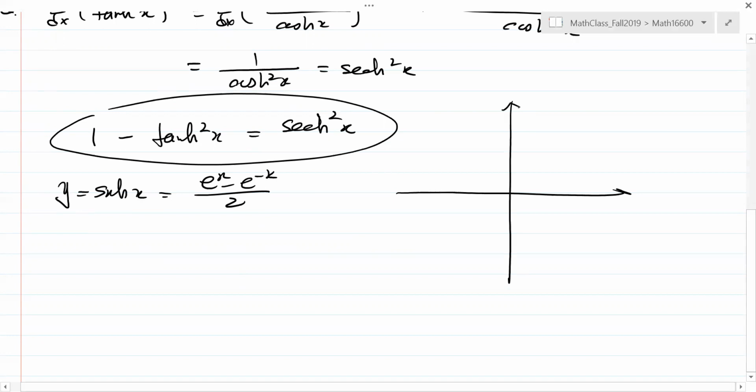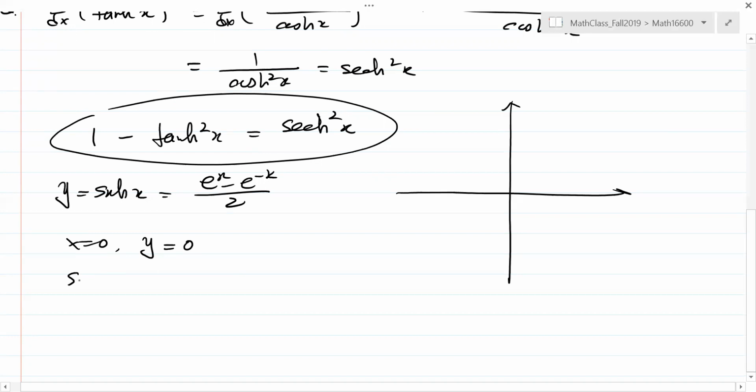can you quickly draw it? Well, you needed to know a few key things, right? So when x equals 0, y is going to be 0 too, because when you plug 0 for x, you get 1 minus 1 in the numerator. That's the first thing.